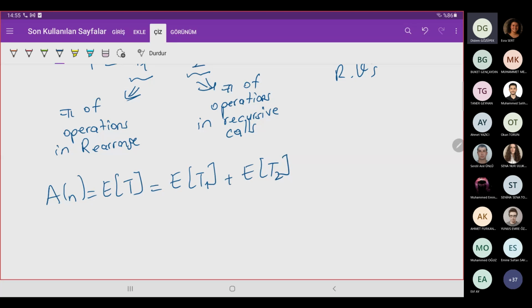So the expected value of T1 is what? In rearrange, I have high minus low plus 2 comparisons, which is n plus 1, okay? Because they become consecutive to each other, and then I make one additional comparison, so actually this is n plus 1.